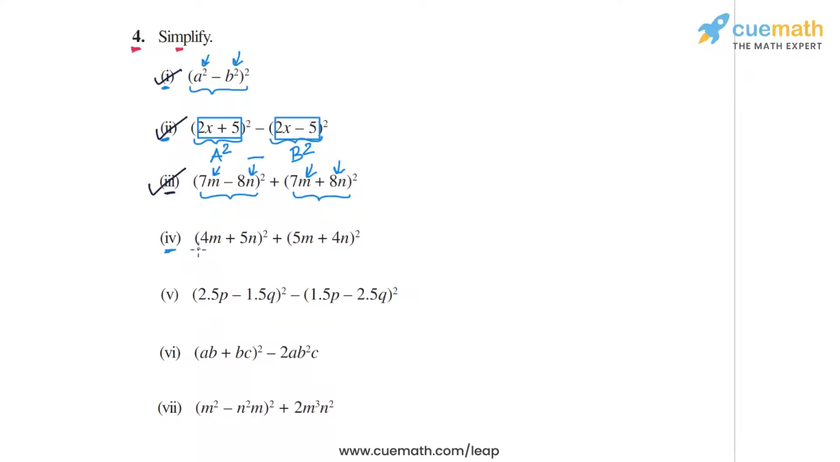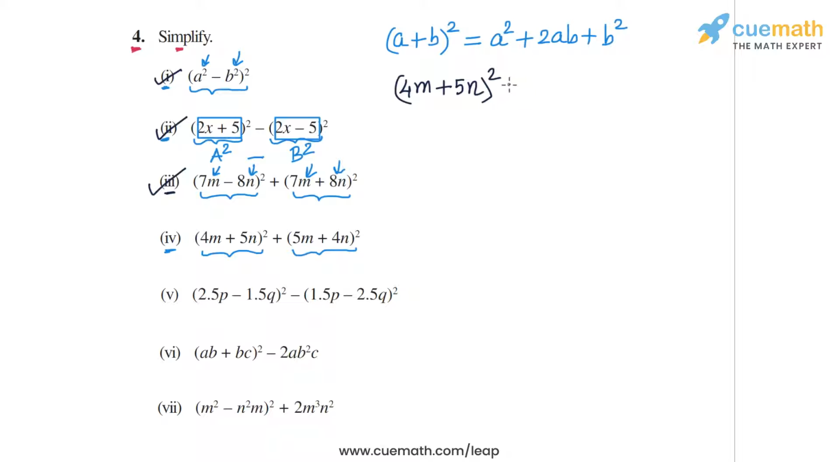Next we come to part 4, in which we have the expression 4m plus 5n whole square and 5m plus 4n whole square. So two parts in this expression. Both the parts are of the form a plus b whole square, and a plus b whole square can be expanded as a square plus 2ab plus b square. So this is the identity we will use to expand both the parts in this expression. Okay, so we have 4m plus 5n whole square, and then the second part is 5m plus 4n whole square.